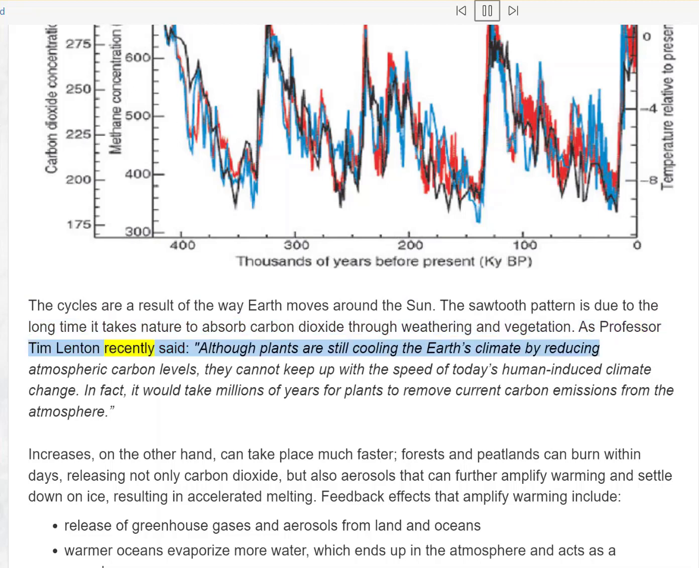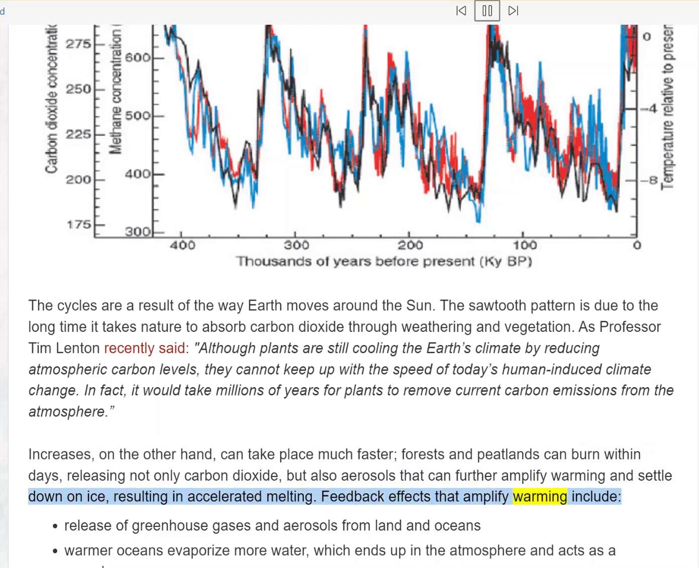As Professor Tim Lenton recently said, although plants are still cooling the Earth's climate by reducing atmospheric carbon levels, they cannot keep up with the speed of today's human-induced climate change. In fact, it would take millions of years for plants to remove current carbon emissions from the atmosphere. Increases, on the other hand, can take place much faster. Forests and peatlands can burn within days, releasing not only carbon dioxide, but also aerosols that can further amplify warming and settle down on ice, resulting in accelerated melting.